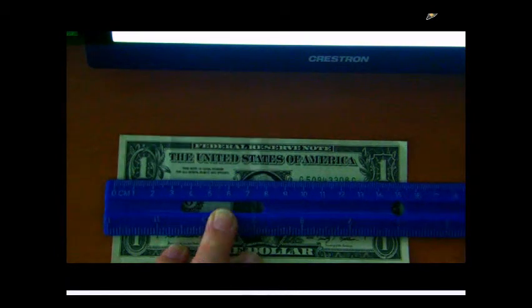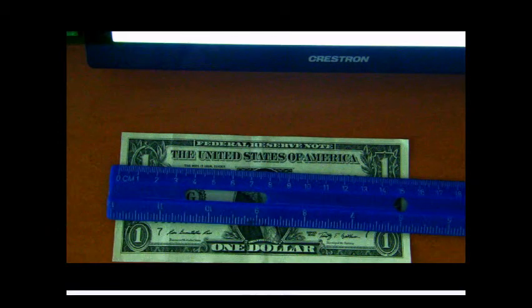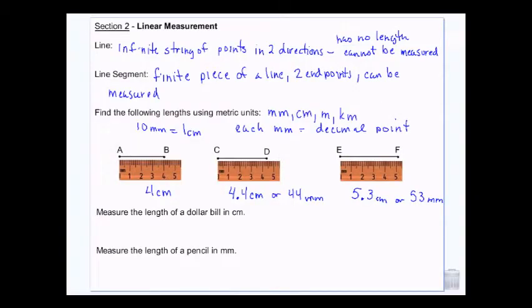Okay. So it was 15.6. So we have a dollar bill in centimeters is 15.6.